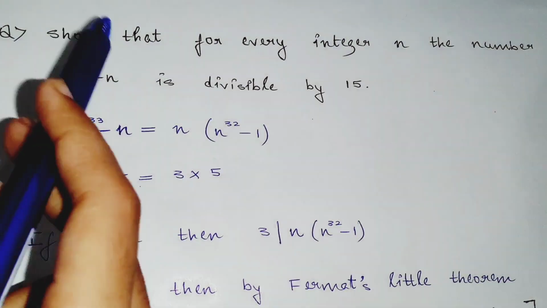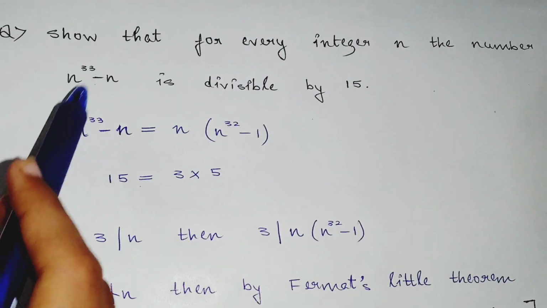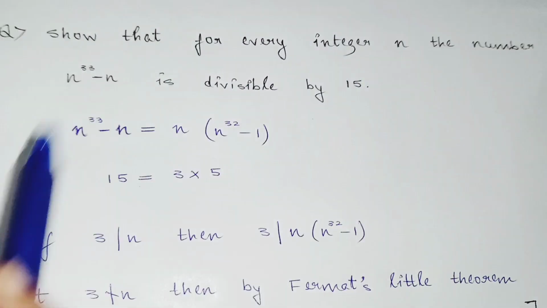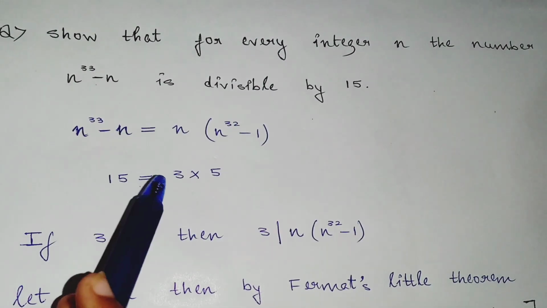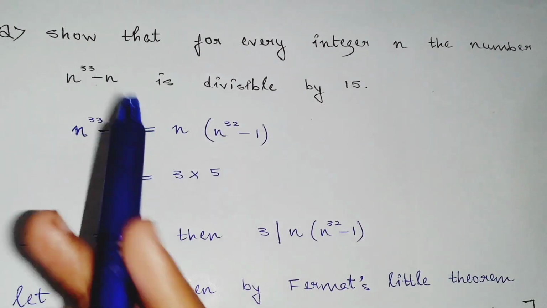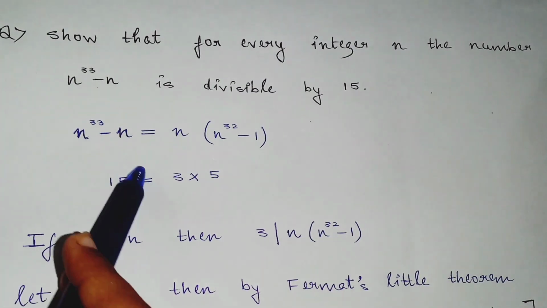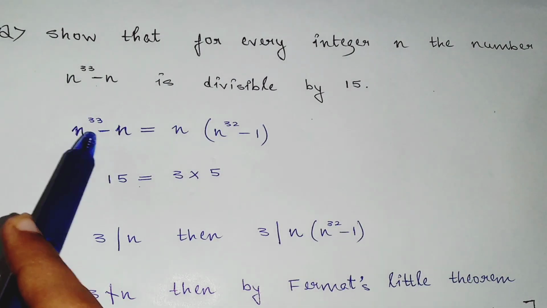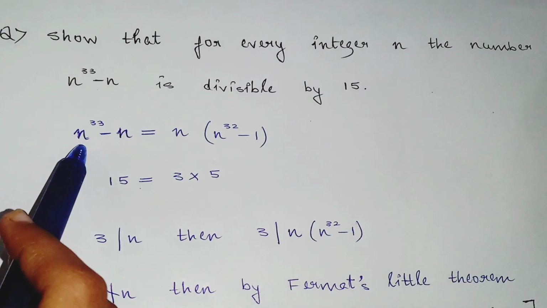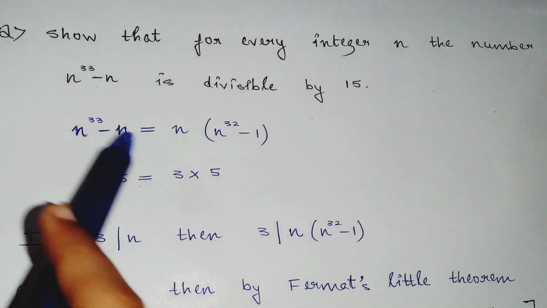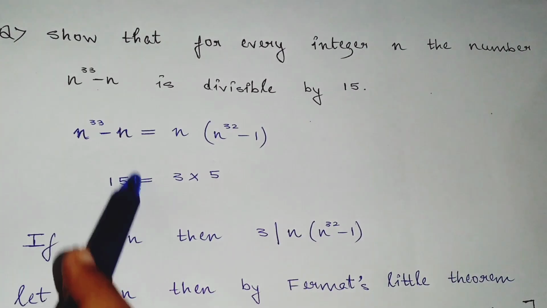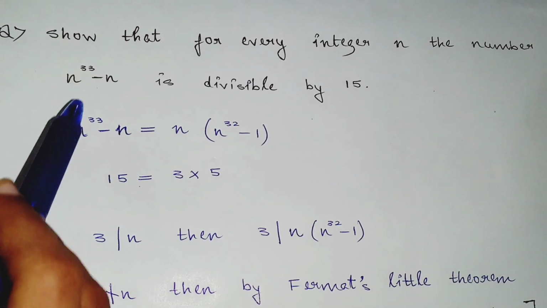So we have to prove that for every integer n, the number n raised to 33 minus n is divisible by 15. For that, it is enough to prove that 3 divides this number and 5 divides this number. Then we can say that 15 divides n raised to 33 minus n. Once again, 3 divides n raised to 33 minus n, 5 divides n raised to 33 minus n, and at last, we can say that 15 divides n raised to 33 minus n.